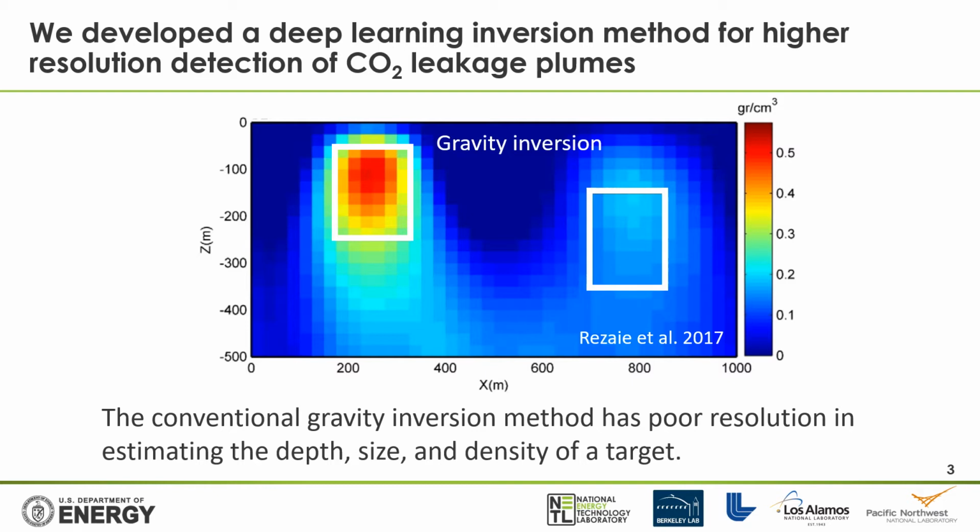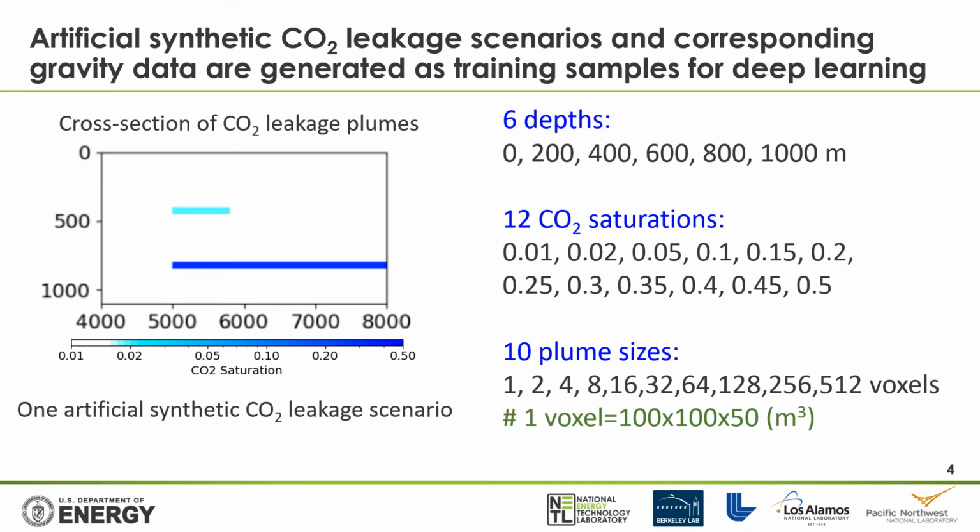We developed a deep learning inversion method for higher resolution detection of CO2 leakage plumes. To train the deep neural networks, we created over 200,000 artificial synthetic CO2 leakage scenarios. We sampled 3 CO2 plume parameters, 6 depth levels from 0 to 1,000 meters, 12 saturations from 1% to 50%, and then 10 plume volumes.